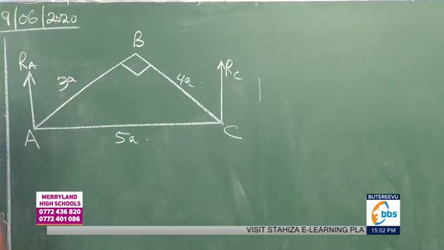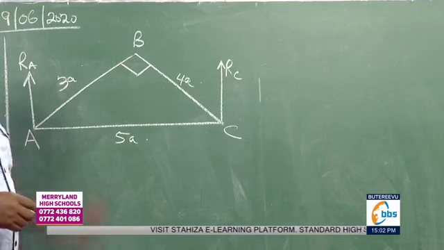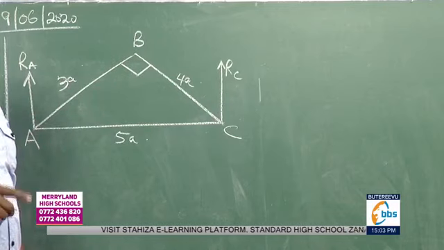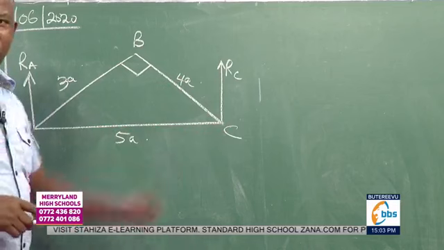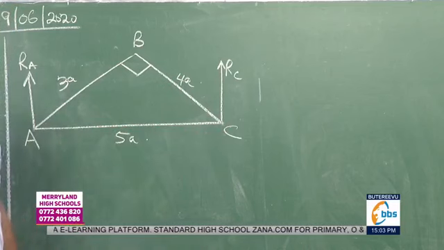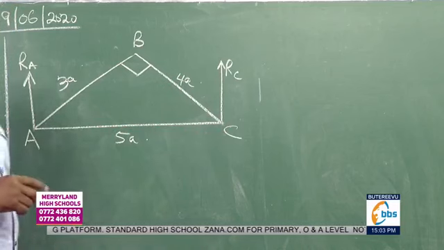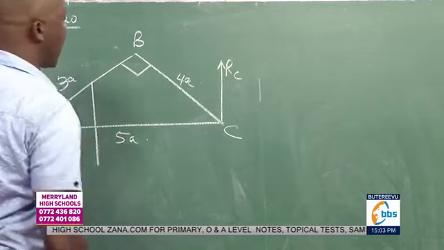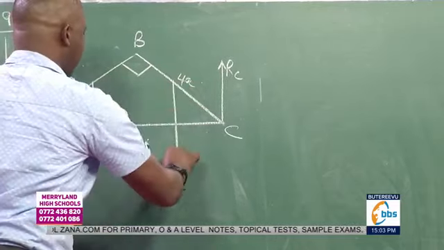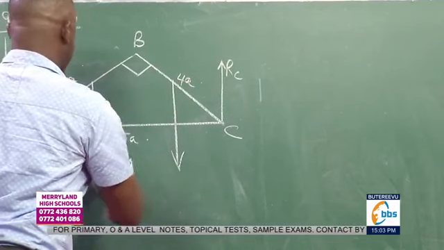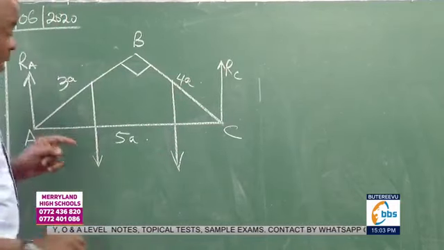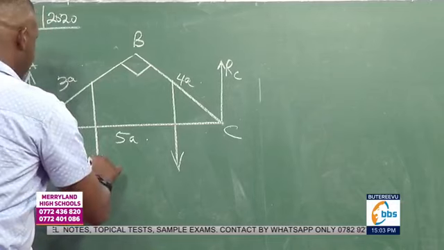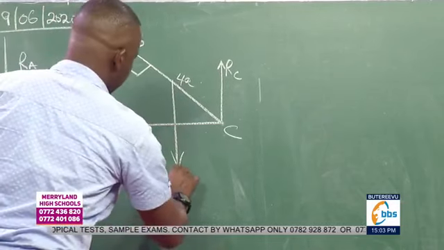We are told in the question that the two uniform rods AB, which is 3a, and BC, which is 4a, have weights W and 2W. If they say uniform, it implies that the weight acts halfway. So we shall have a weight for AB, which is W, and a weight for BC, which is 2W.